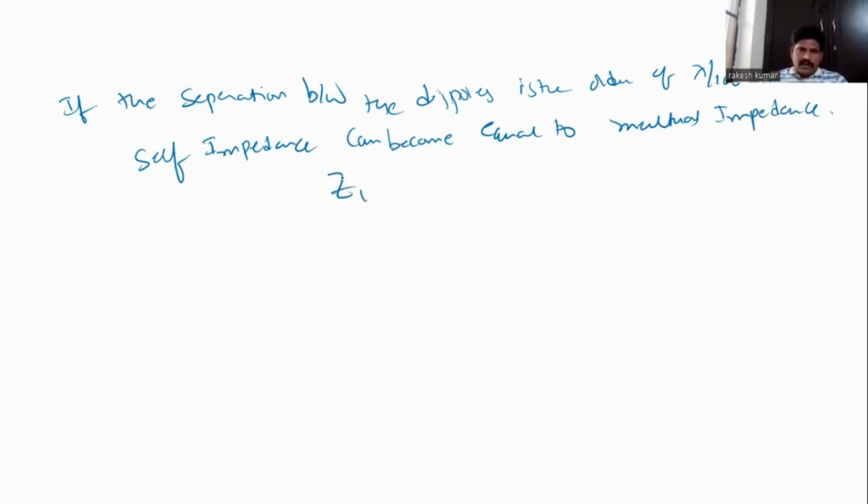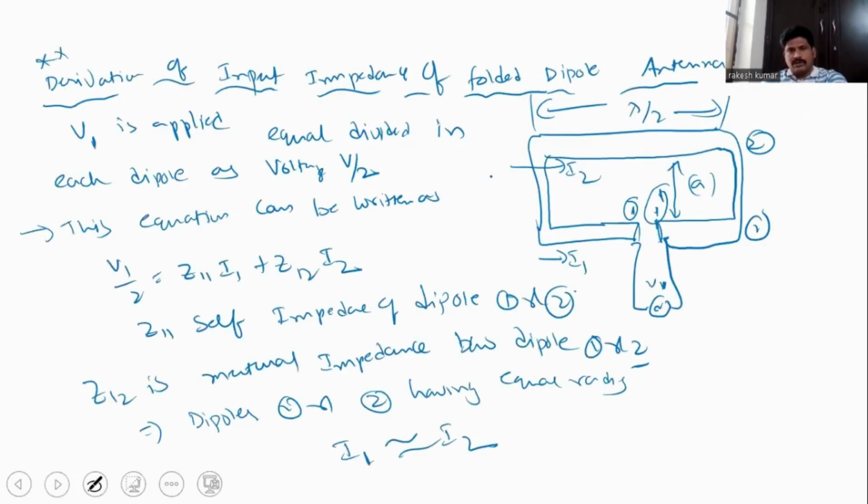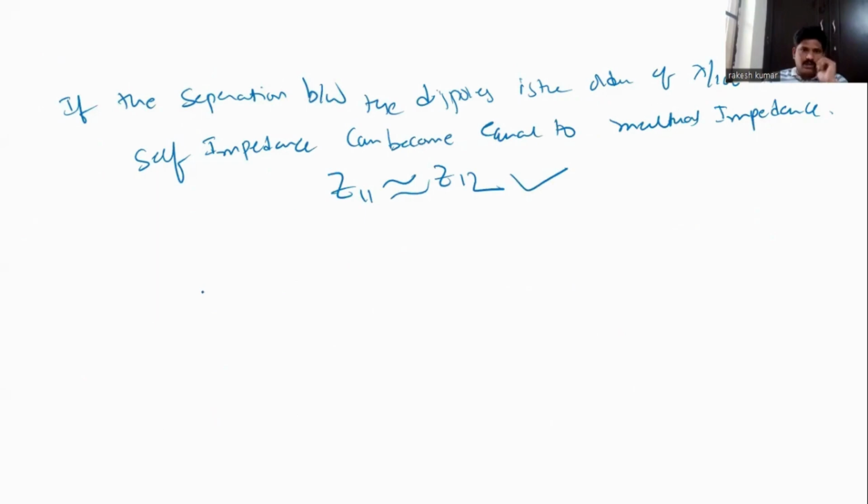Therefore, I can write Z11 is approximately equal to Z2. We can now substitute this condition in this equation. So what happened now? If I substitute that condition, V1 by 2 is equal to, taking I1 as common, (Z11 + Z12) into I1. This is because we assume that the radii are the same.